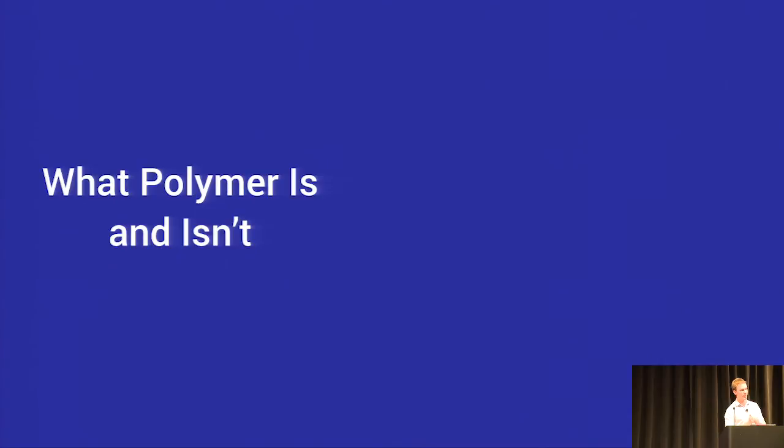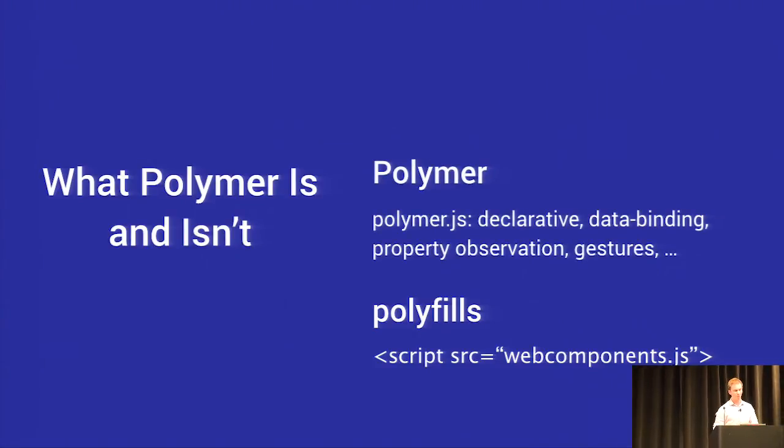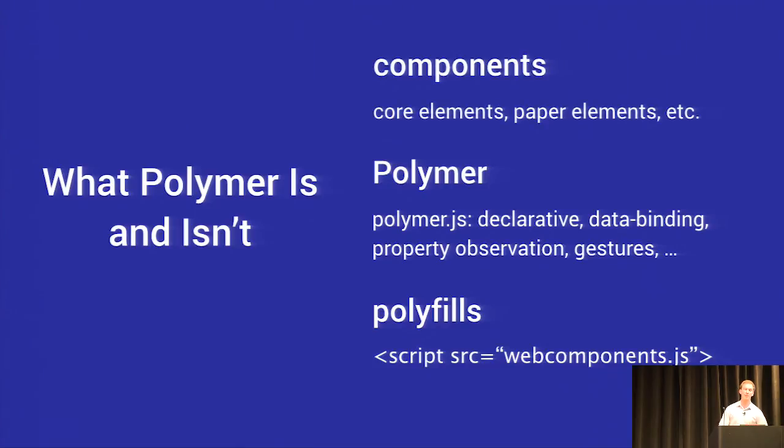What Polymer is and what Polymer isn't: I'm going to talk about three different layers, and I want to be very clear about what I mean when I'm talking about Polymer, and what I mean when I'm talking about other pieces that the Polymer team has also built, but aren't part of the core Polymer library. I'm going to talk about the polyfills, which are shims over the web component specs. The Polymer layer, which is the sugaring layer, the opinionated library that goes on top of web components to tie them all together. And then the components, which the Polymer team has also built using Polymer, but are not part of the core Polymer library. You don't have to use these components if you're using Polymer.